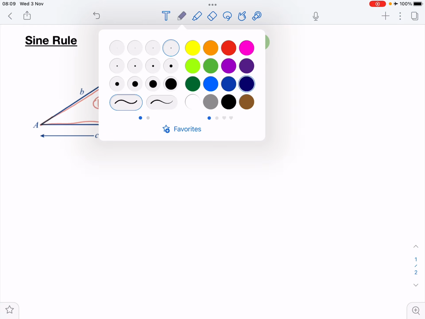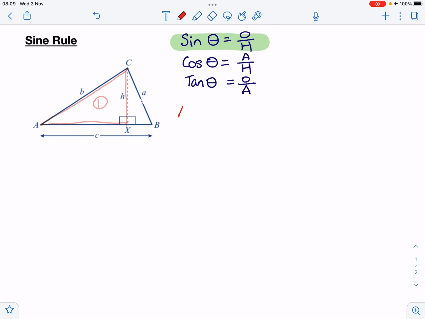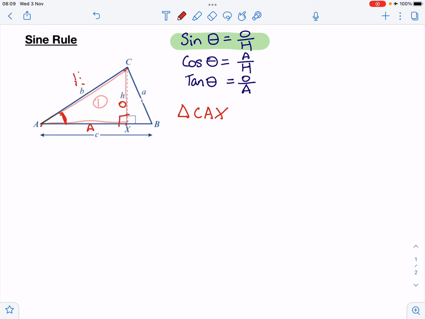So we can say that triangle CAX is a right angle triangle, and we can start by labeling our sides. The longest side is the hypotenuse, and we want to look at angle A. And this is opposite, and therefore this is adjacent.